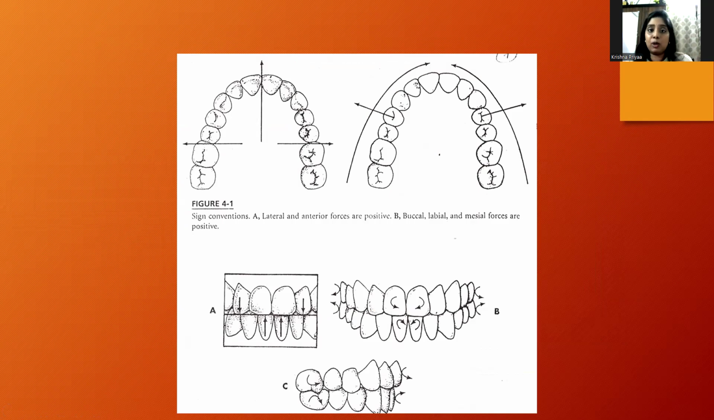Don't try to remember negative also, because the opposite of positive is negative. Only remember one thing. When the tooth movement is in buccal direction, buccal or labial or mesial, it is going to be positive.